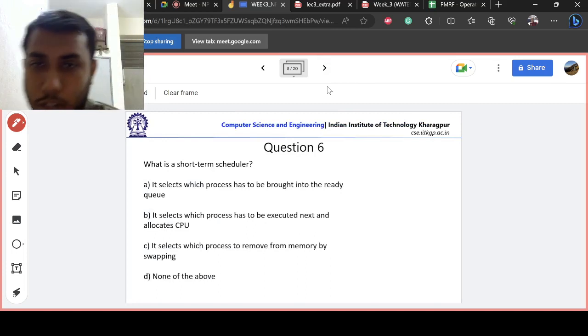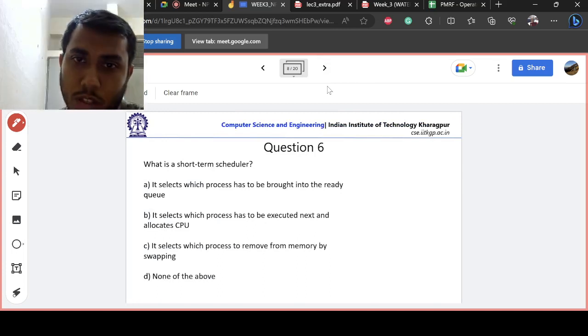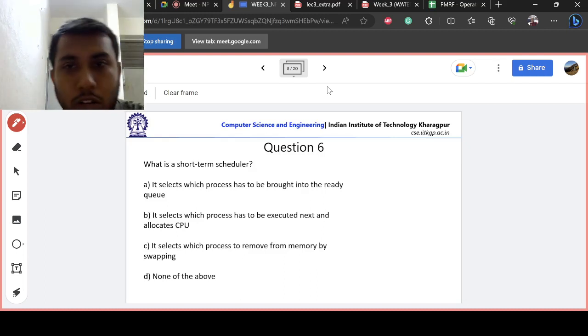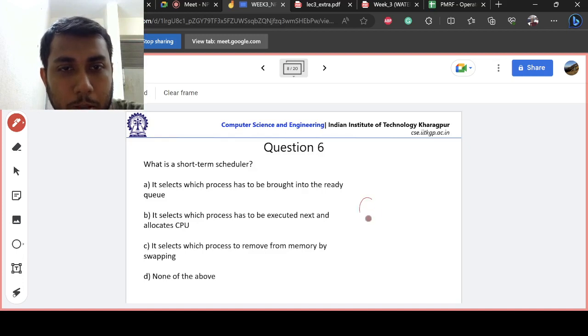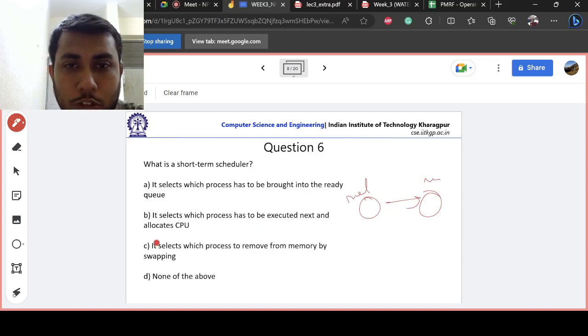So what is the short-term scheduler? Basically, it moves processes from ready to running. So this is short-term scheduling. It selects which process has to be executed next and allocates the CPU.